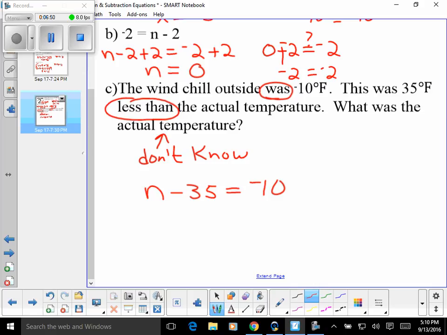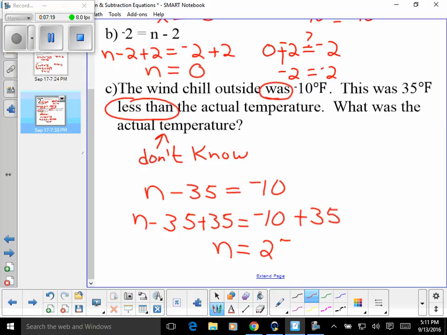Now I have to show my solution. n minus 35 plus 35 equals negative 10 plus 35. On the left side of the equation, it is going to simplify down to n, because to take away a 35, but to put that 35 back is like you've basically haven't changed anything at all. So that means n. And now negative 10 plus 35 is going to be 25. But this is a story problem, so that means we need a label.